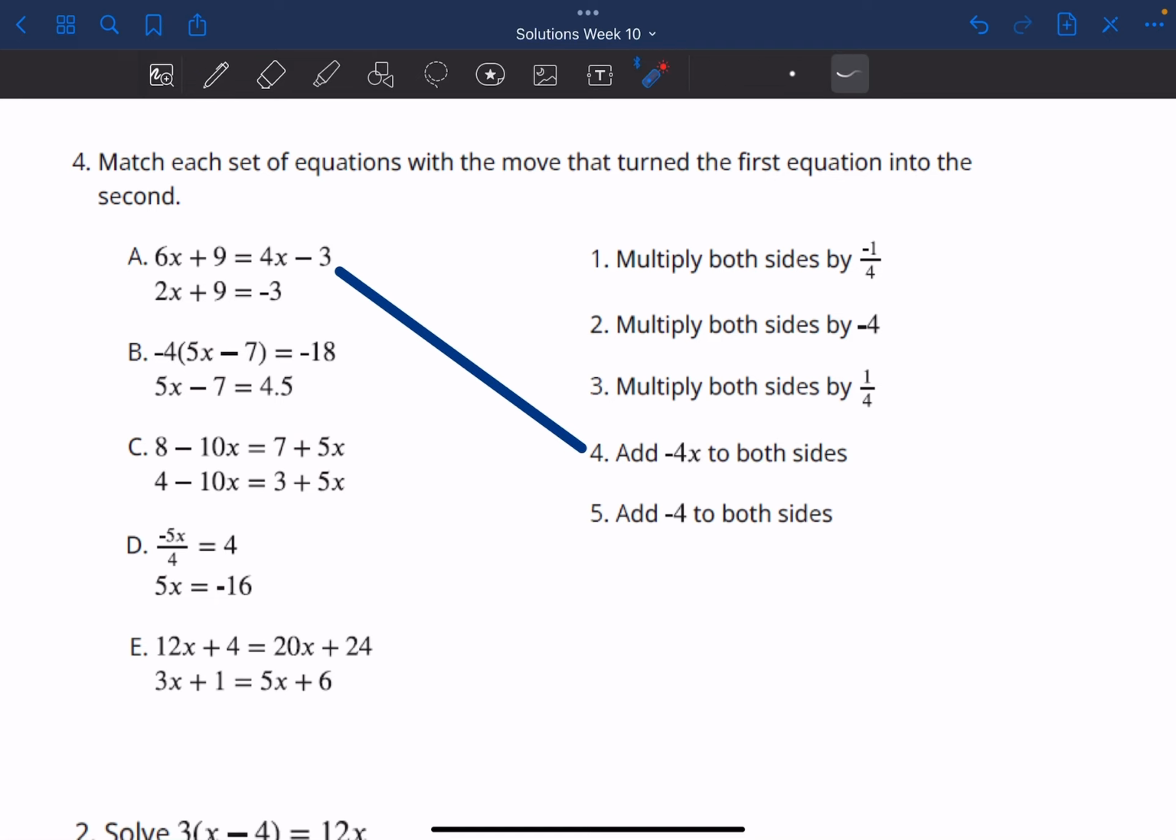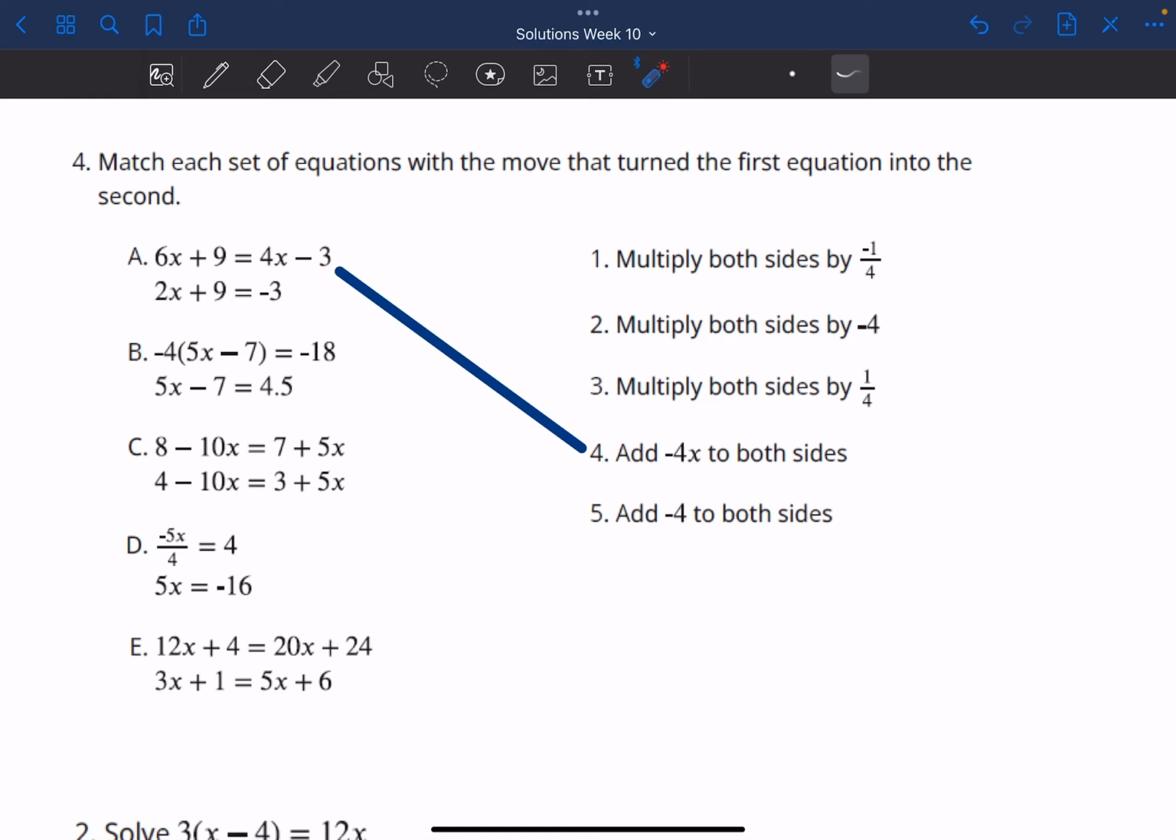Now for B, it looks like we're dealing with this negative 4 out front here, and what we have left is just what's inside the parentheses. So instead of distributing it through, it looks like they maybe divided both sides by that negative 4.